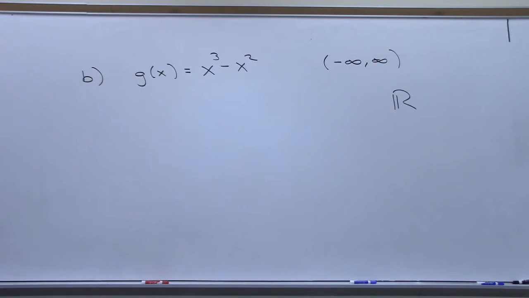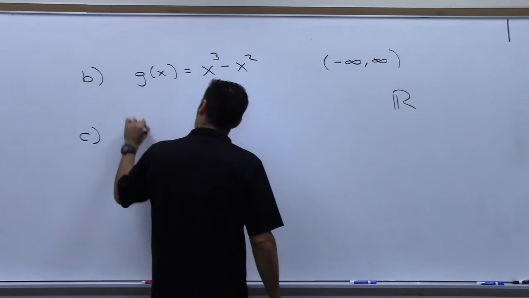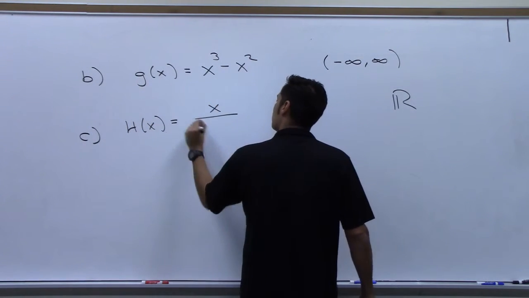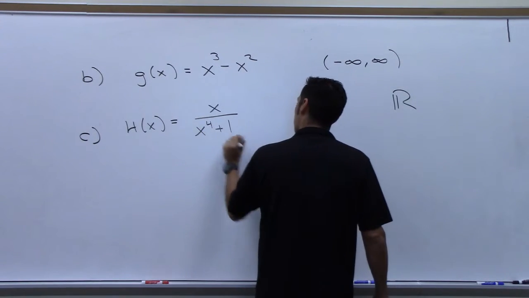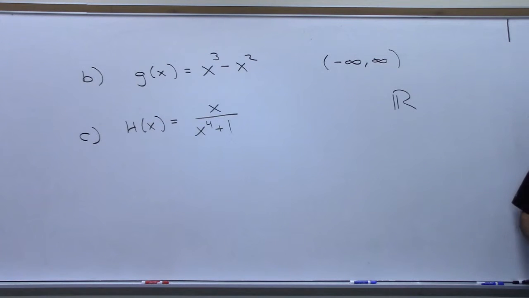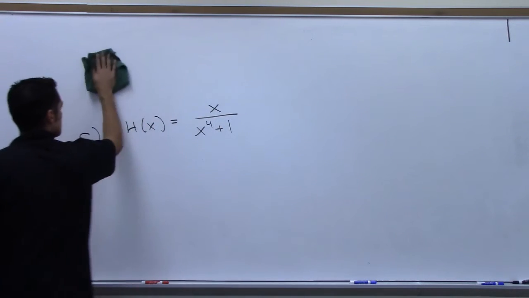That one's easy, right? How about C? Capital H of x is x over x to the 4th plus 1. Off the top of my head, x cannot equal 1. X cannot be 1 or 0.